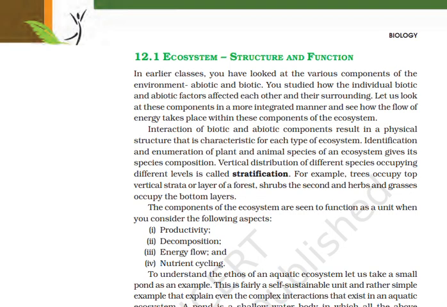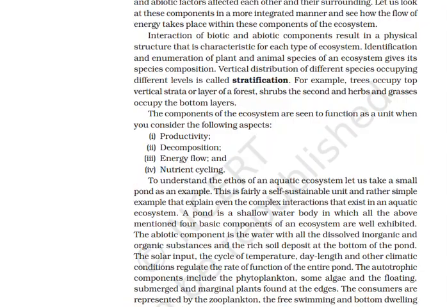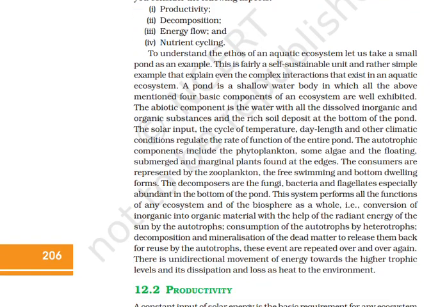To understand the ethos of an ecosystem, let us take a small pond as an example. This is a fairly self-sustainable unit and a rather simple example that explains even the complex interactions that exist in an aquatic ecosystem. A pond is a shallow water body in which all the above-mentioned four basic components of an ecosystem are well exhibited. The abiotic component is the water with all the dissolved inorganic and organic substances and the rich soil deposit at the bottom of the pond.